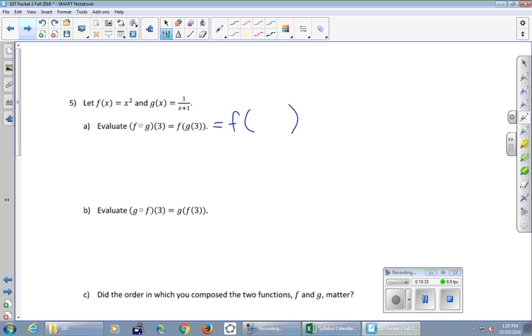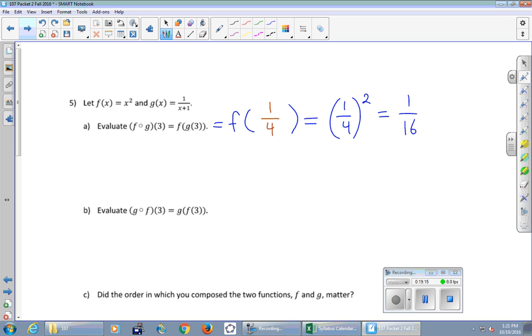Okay, g of 3. Here's our formula. What is g of 3? 1 over 3 plus 1, which is 1/4. Yes? Right, so we did the g first, which is 1 over 3 plus 1, which is 1 over 4. And then, hey, f is just waiting, and f is the squaring function. So we just do 1/4 squared, which is 1/16. Okay?